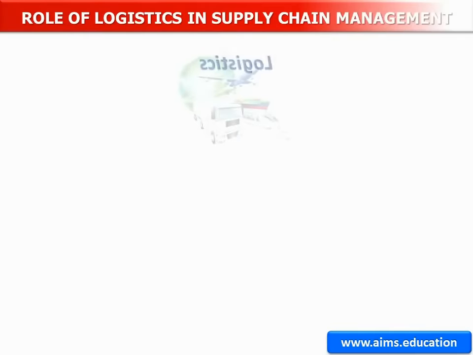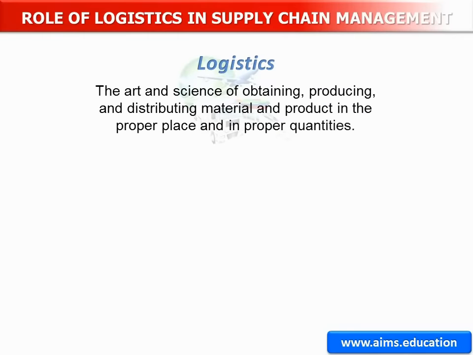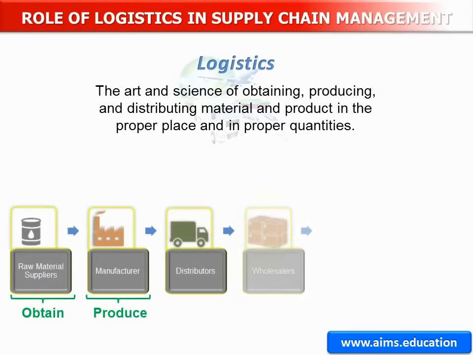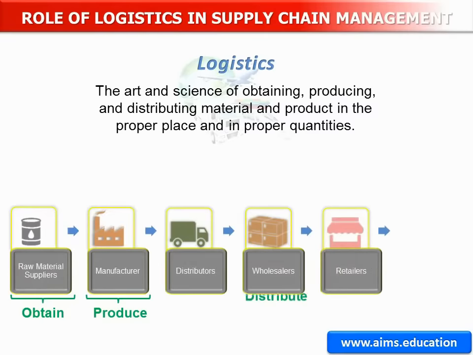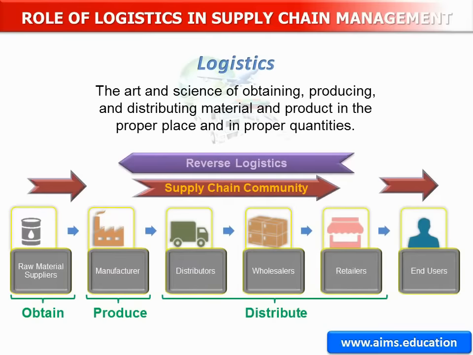What is logistics? Logistics is defined as the art and science of obtaining, producing, and distributing material and product in the proper place and in proper quantities. It is a rapidly evolving business discipline that involves management of order processing, warehousing, transportation, materials handling, and packaging, all of which should be integrated throughout a network of facilities.